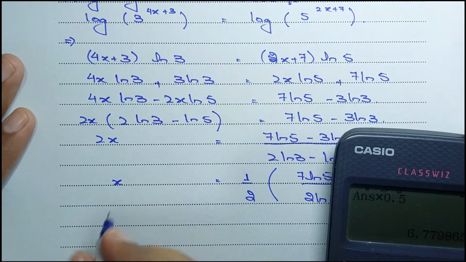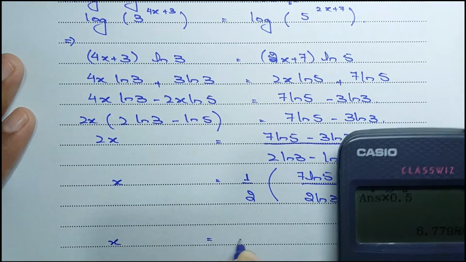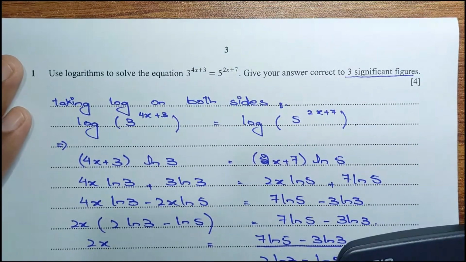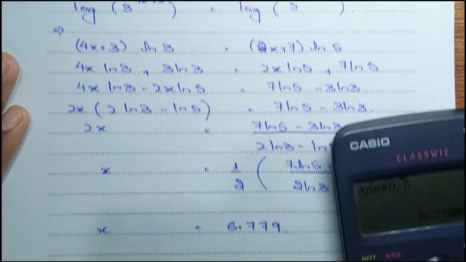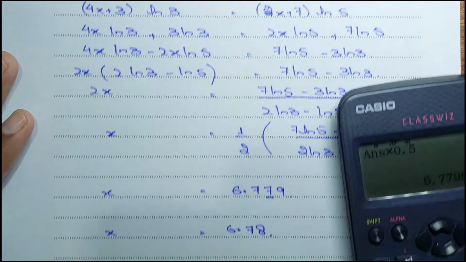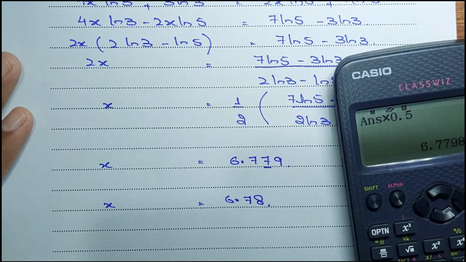We get 6.779, so x equals 6.779. We have to find the answer correct to three significant figures, and for three significant figures, 1, 2 and 3, you have to round up because the next digit is 9. So x equals 6.78. This is the answer up to three significant figures.